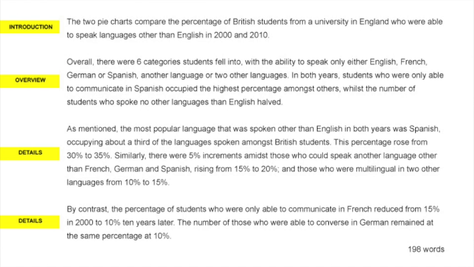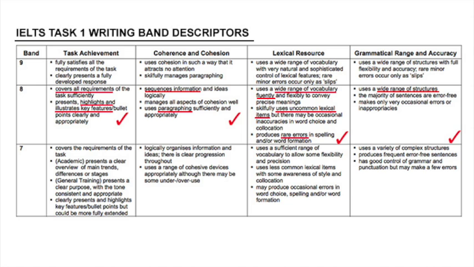So this is just a snapshot of the entire task that I have written. You can either pause it here for a read, and I will also try to remember to paste it in the description box below. We have covered all parts of the task and presented the main trends together with the overview that I've previously discussed to make sure that this all sits within a band 8 for task achievement. All our information was also sequenced logically.